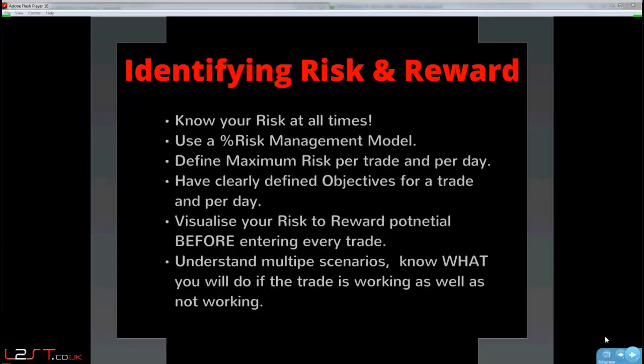Have clearly defined objectives for a trade and also for each day. Visualize your risk to reward potential before entering every trade, and understand multiple scenarios. Know what you would do if the trade is working as well as not working. This is a key point, really. Bit of a typo there, sorry about that, guys.